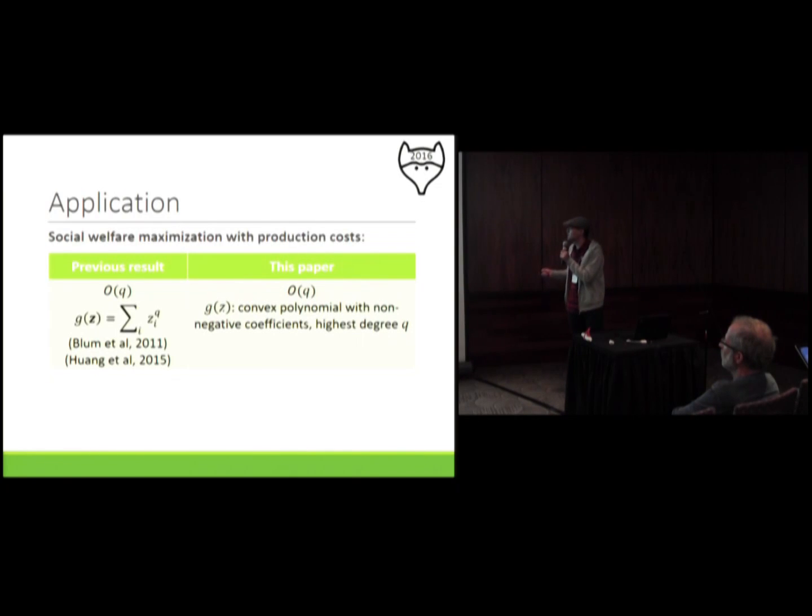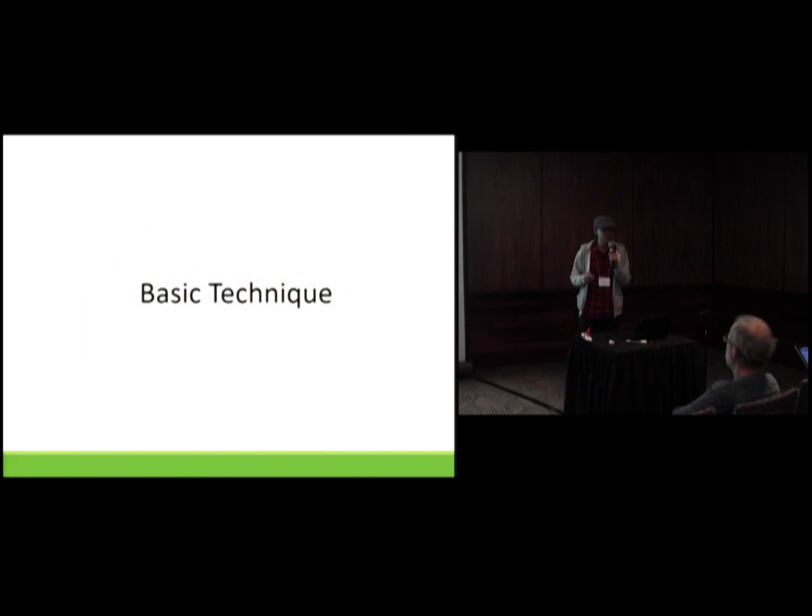For example, the social welfare maximization with production cost. We generalize this problem from separable functions to non-separable functions. Well, in the previous setting, we also get the same result. Next, I'm going to talk about some basic techniques used in this paper.